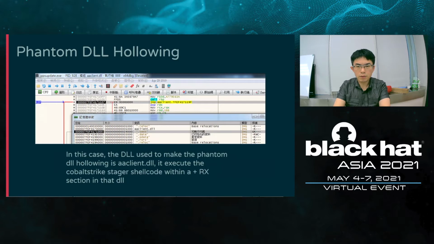This photo shows the result of the technique. The payload implant has been injected into the .text section of the AA-client.dll, but the debugger information shows its privilege to be only execute and read.